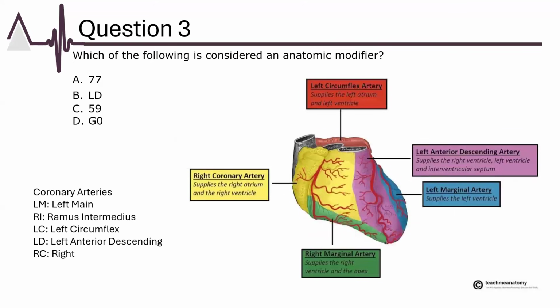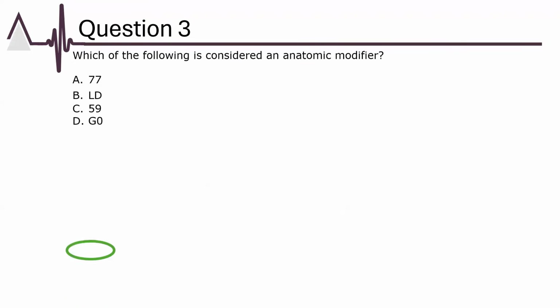HCPCS modifier LM is used to identify the left main coronary artery. The RI modifier is used to indicate the ramus intermedius coronary artery. LC is the left circumflex. LD is the left anterior descending coronary artery, and RC is the right coronary artery. This makes B our choice and is considered an anatomical modifier.